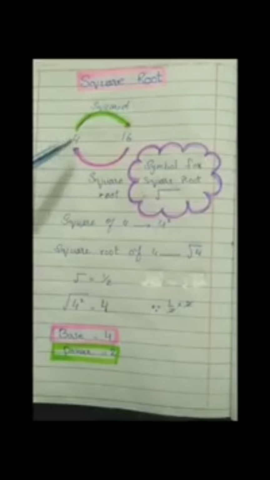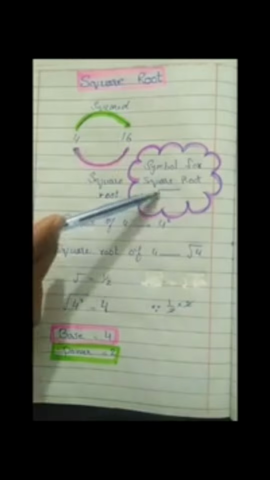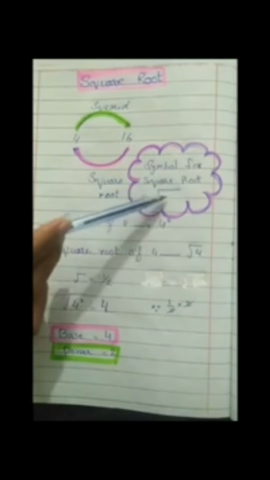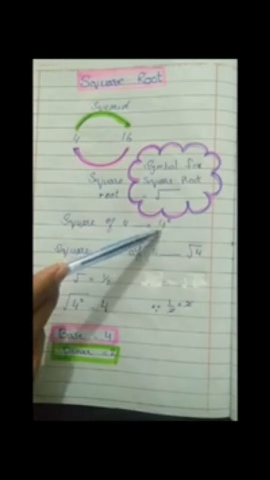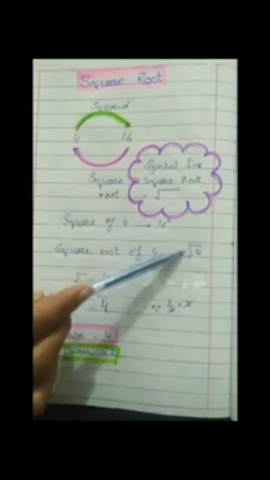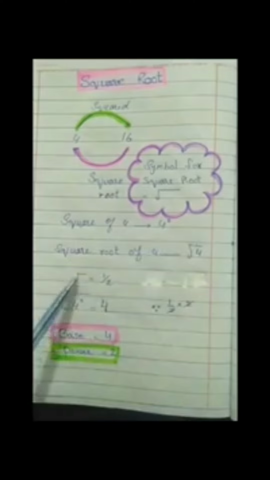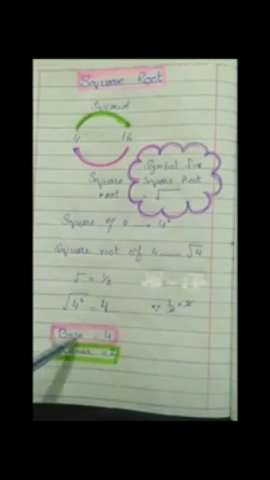For example, we have the digit 4. The square of 4 is 16 and the square root of 16 is 4. This is the symbol of square root, which is also called under root. The square of 4 equals 4 squared, where 2 is the power and 4 is the base. The square root of 4 is under root 4 or square root 4. Under root equals power 1 over 2. So 4 squared and the square, the 2, cancels with the power of under root, which is 1 over 2, and we get 4. Here 4 is the base and 2 is the power.